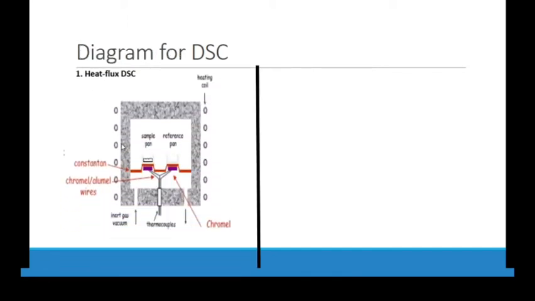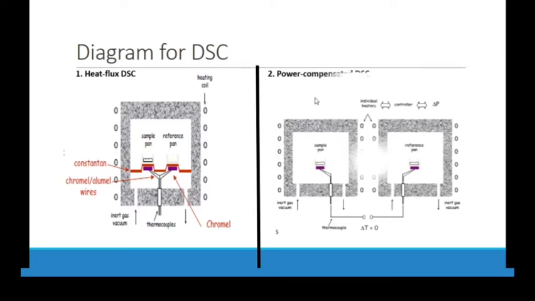And now I will show you the diagram. So this is the furnace, and in one furnace we have the sample pan and reference pan, and we have one sensor. But if we talk about power compensated DSC, we have two furnaces. In one furnace we have the sample pan, in the other we have the reference pan, and we have two sensors which are thermocouples, and they are connected to one computer. So this is the difference, and the mechanism behind DSC is the same.